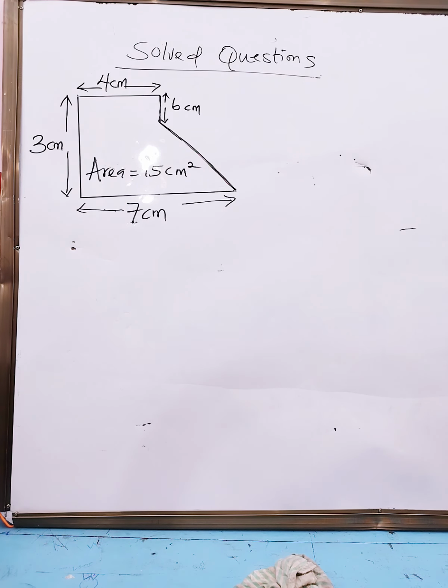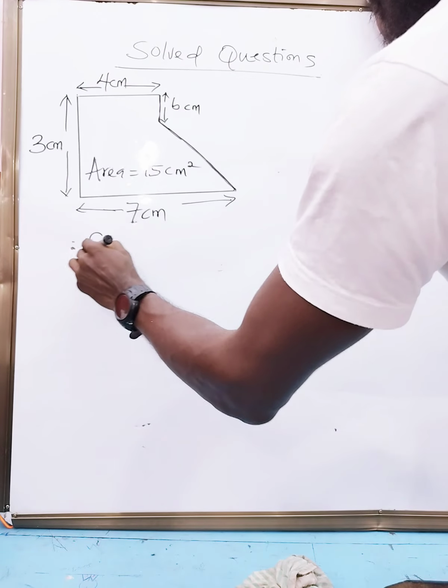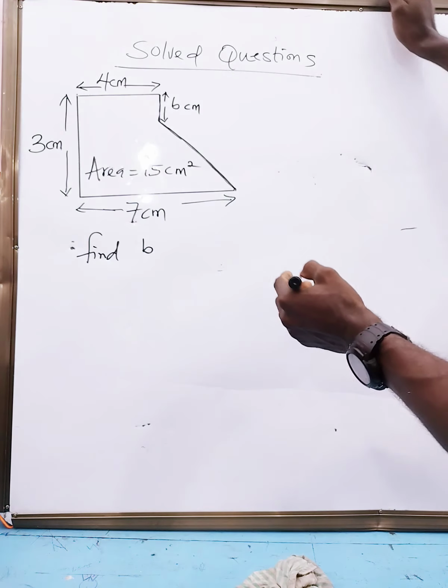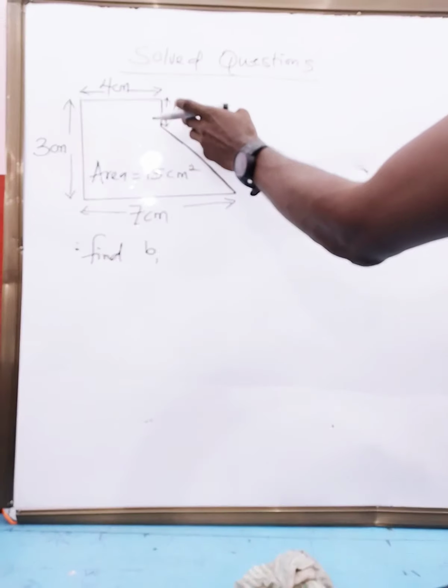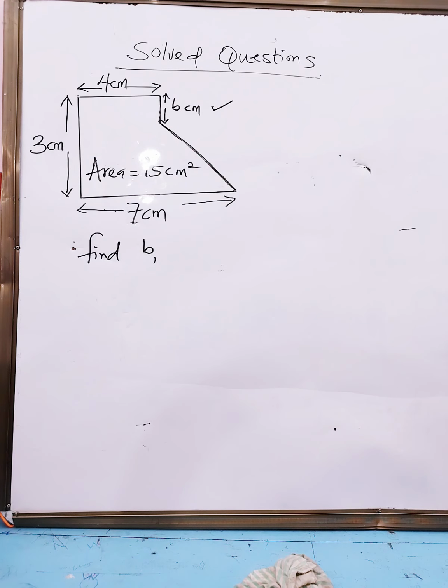All right. Now, from what we have there, we are being asked to find B. That's this place here. We are asked to find B, the length B.